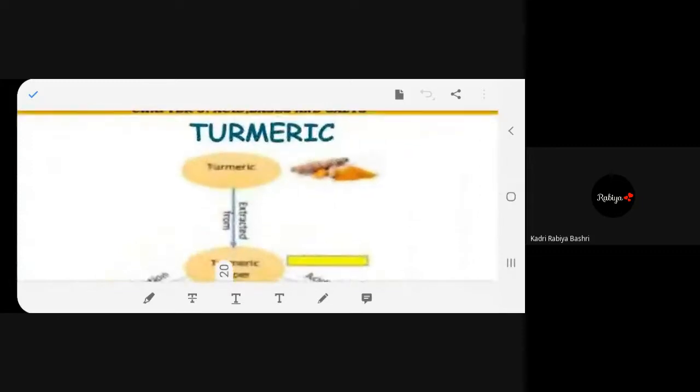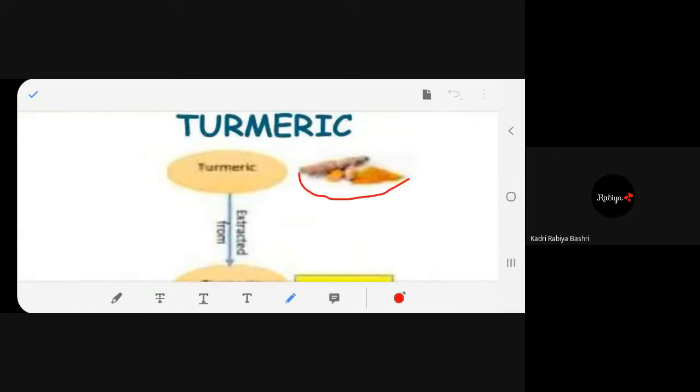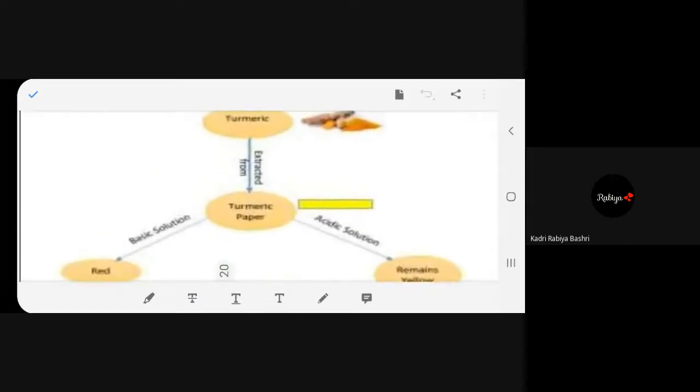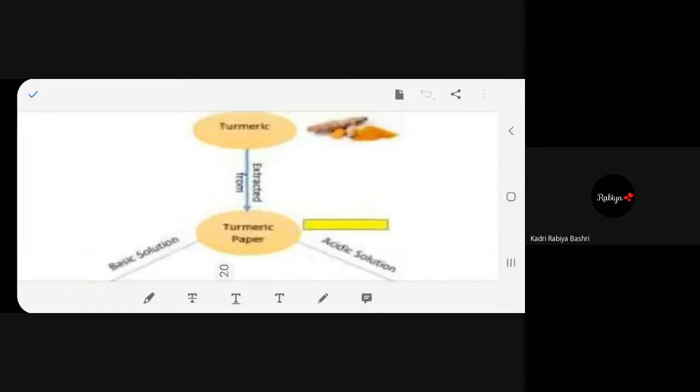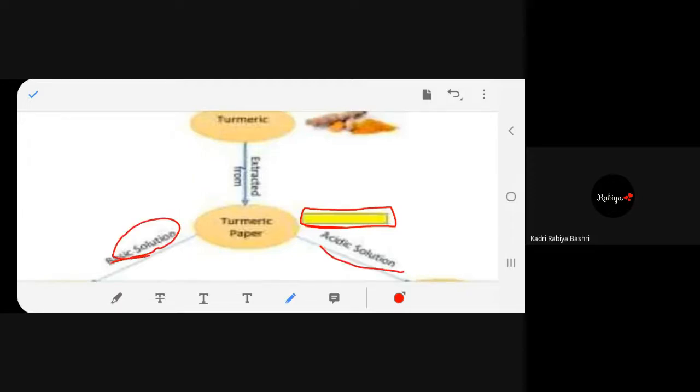We'll do one by one. Let's say turmeric first. This is turmeric. From where you get this? We get it from turmeric, that is called halder, and we stain a paper with turmeric. That means we take a blotting paper and put the paste of turmeric on it, and this is what we get. This is the turmeric paper. Is this clear? Now what I will do, I will take this paper and treat it with basic solution and acidic solution. Is this clear?